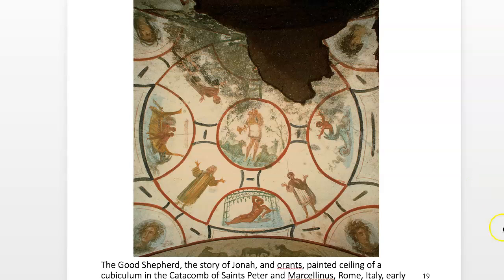swallowing him. And then he was in the belly of the whale for 3 days and 3 nights, and then spit back on dry ground, and then he goes off to Nineveh to give them the message that God had told him to give, which is to repent and they'll be saved. So this symbolism appears a lot inside of the catacombs because it is what we would call an Old Testament typology or prefiguration of Christ and his death and resurrection.